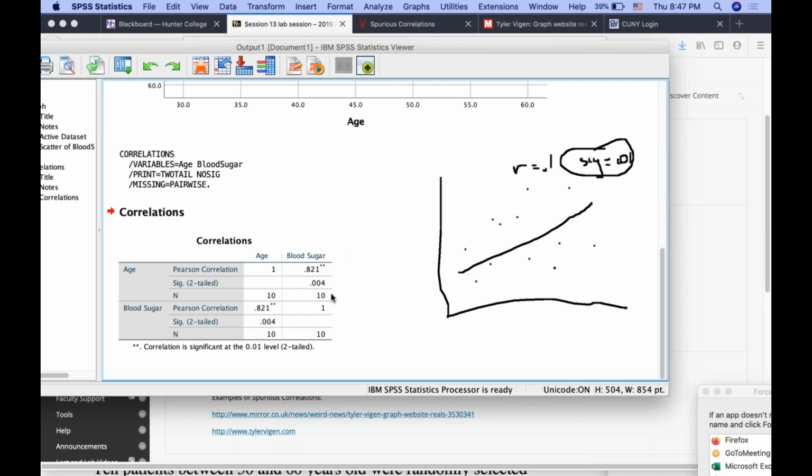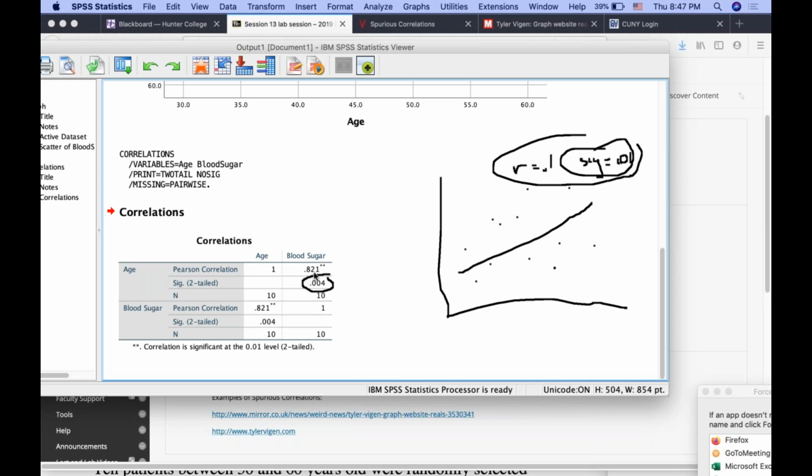So if you look at our result before, 0.821, that's a strong association. Is it statistically significant? It is. That's less than 0.05. So what does that tell you about our null and alternative hypothesis? R is equal to 0, R is not equal to 0. What can you say about that? We can reject the null hypothesis, R is equal to 0, and accept the alternative hypothesis that R is not equal to 0. Now, if this had been 0.1 and significance equals 0.01, we would reject the null hypothesis.